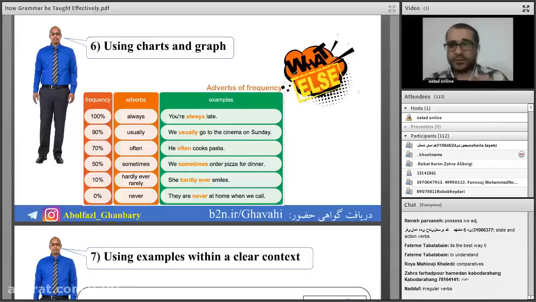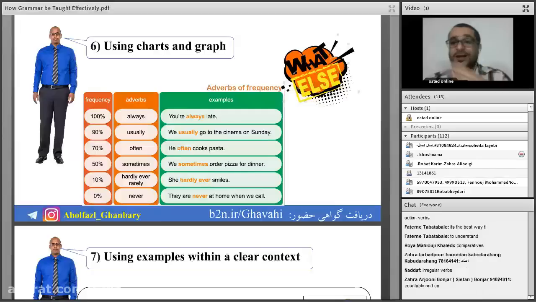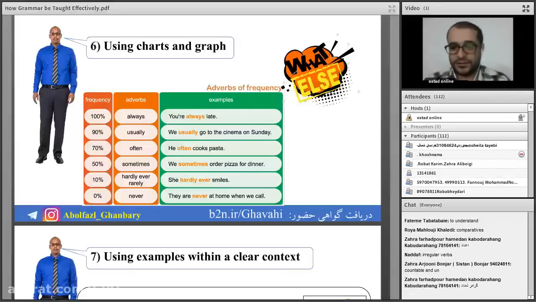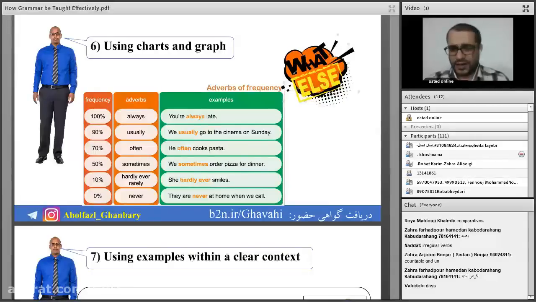Again, we can use graphs or clines for teaching comparative and superlative adjectives. Yes, Roya, very good. For irregular verbs, how can we use charts and graphs for irregular verbs? Can you share with us how you use graphs for teaching irregular verbs?